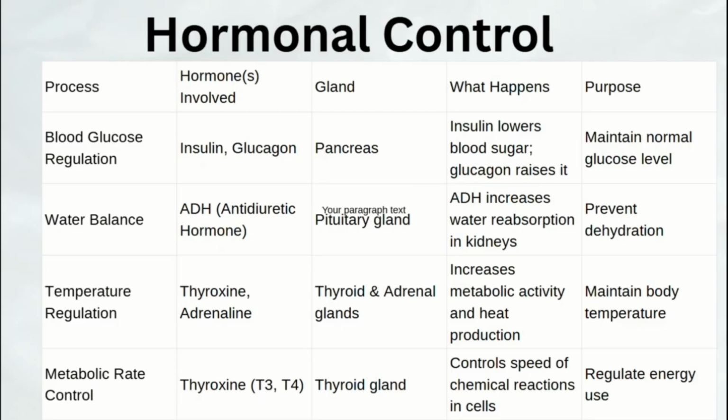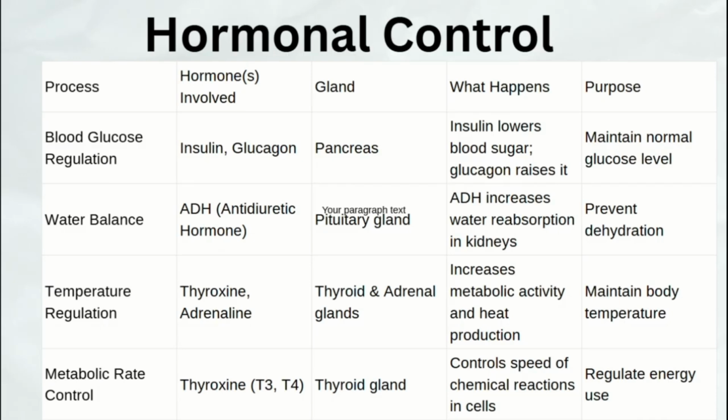Thyroxine and adrenaline both help to regulate temperature. It involves both the thyroid and the adrenal glands. It increases metabolic activity and heat production, and overall maintains homeostasis. So all of these processes right here, the goal is simply to maintain overall homeostasis. Even if it's a different process, the goal is always homeostasis, in all cases.